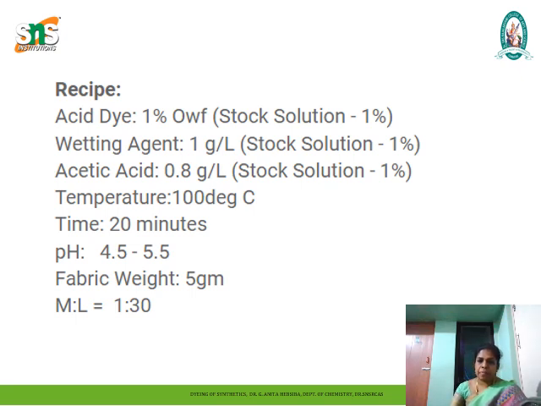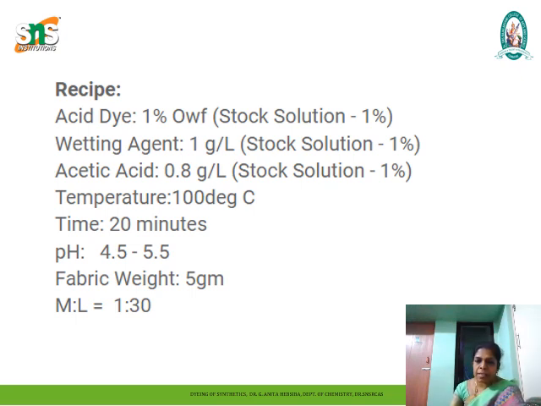Fabric weight 5 gram. Then MLR ratio 1 is to 30. That means for 1 gram of fabric we take 30 ml water. That is the total dye liquor. In that sense, for 5 gram we have to take 150 ml. So here the acid dye I have mentioned is over the weight of the fabric. So for 1 gram it is 1%, which means 1 gram in 100 ml can be taken, and then it can be applied to the dye liquor. So here we have taken 5 gram, so you have to take 5 ml, to maintain 1% over the weight of the fabric.